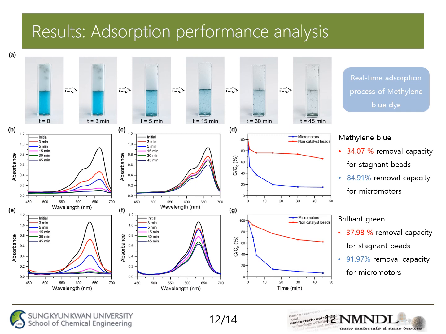Absorption performance analysis is next, and we tested with two types of organic dye, and for methylene blue, 34.07% removal capacity is for stagnant beads, meaning beads that do not contain manganese dioxide, which is the catalyst. And for the micromotors, 84.91% removal capacity was observed, and this is for methylene blue. The same experiment was carried out with brilliant green, and the same trend: 37.98% removal capacity for stagnant beads and 91.97% removal capacity for micromotors.